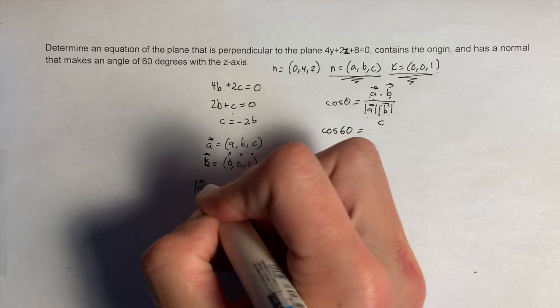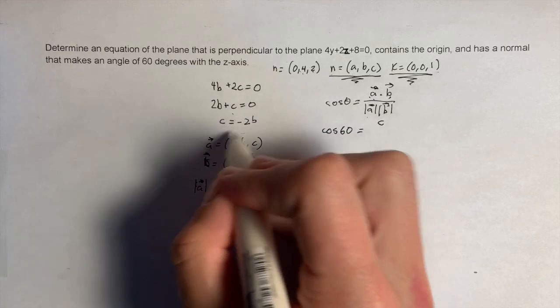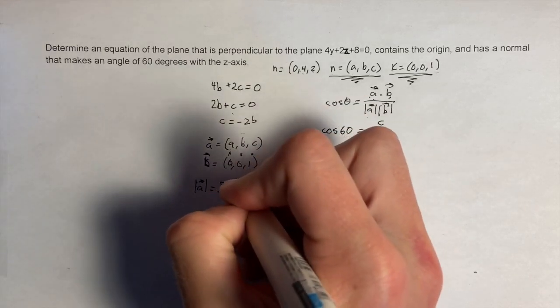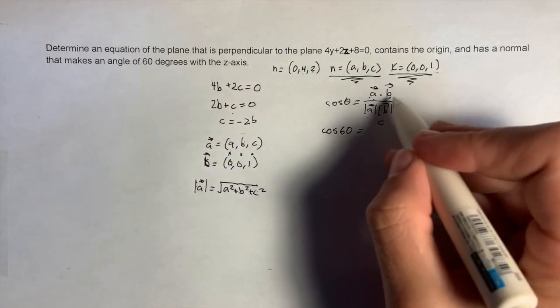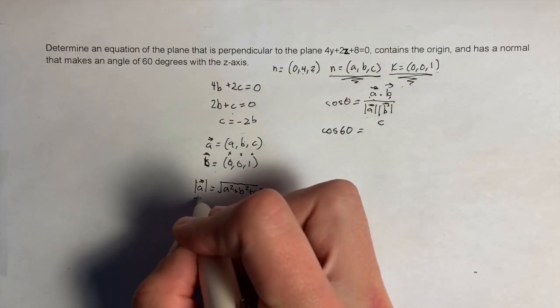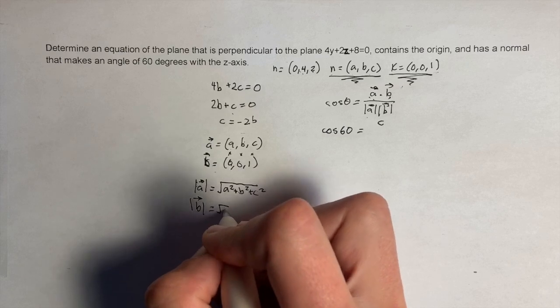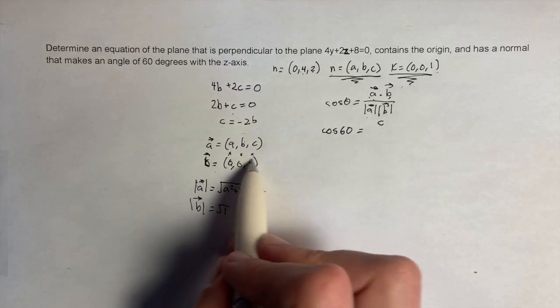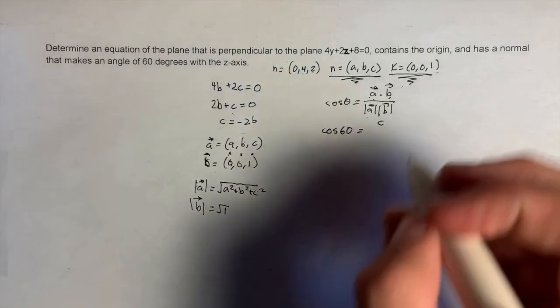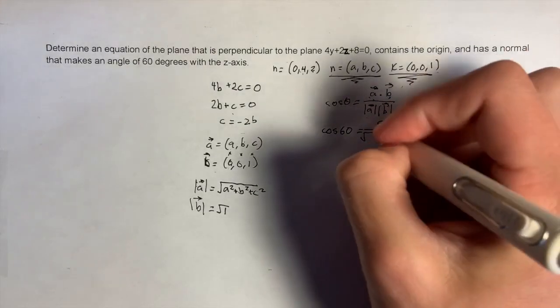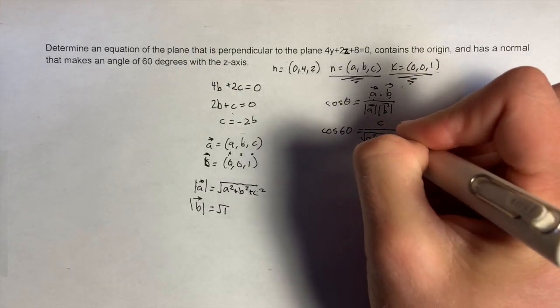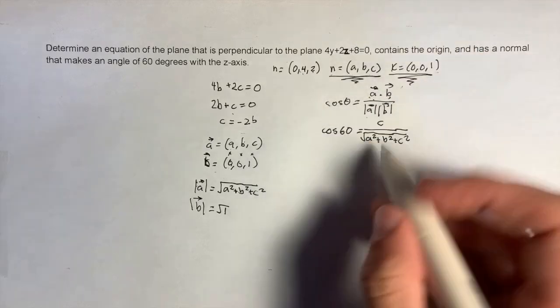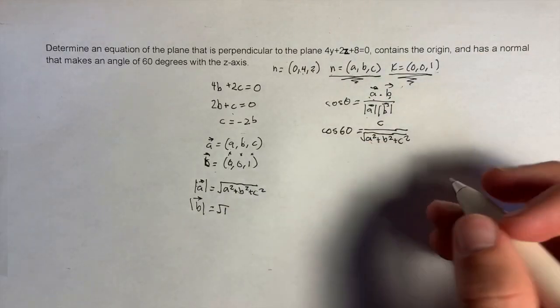The magnitude of A is equal to the square root of everything squared, so a squared plus b squared plus c squared. And for B, very simple, it would just be the square root of 1, because 1 squared is 1. So we would just have it as the square root of a squared plus b squared plus c squared, and we would leave it as so because 1 times that is just that.